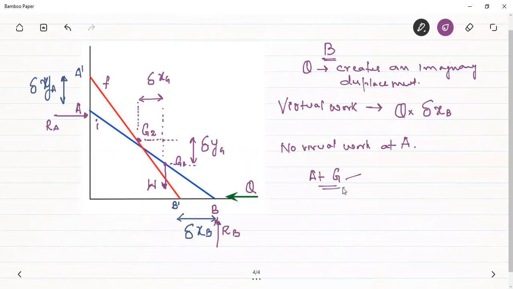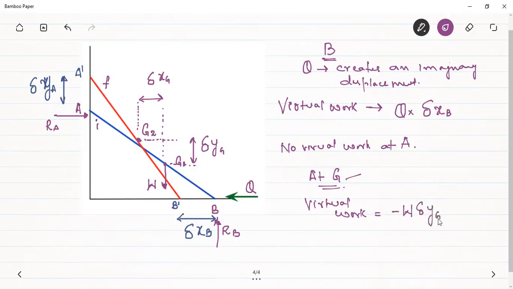This weight and this delta yg, although they are in the opposite direction, aren't perpendicular to each other, while delta xg is perpendicular to the weight. Therefore, at G, this virtual work will be equal to minus W into this delta yg.